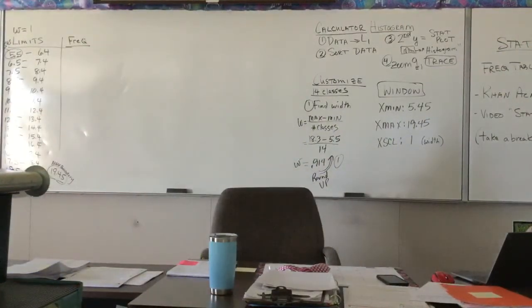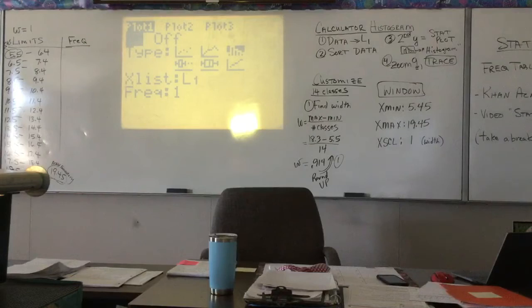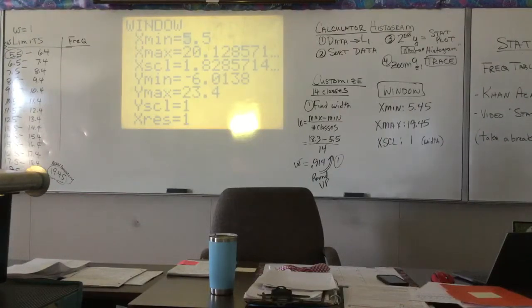So I'm going to come back up here to the calculator. You'll see the button that says window is right next to the y equals. And I'm checking again, I have my histogram turned on and I'm referencing L1. So we're going to push window. We're going to change the x-min to 5.45, the x-max to 19.45, and change the scale to 1. That's the only 3 changes I'm going to do. Then I'm going to press graph.